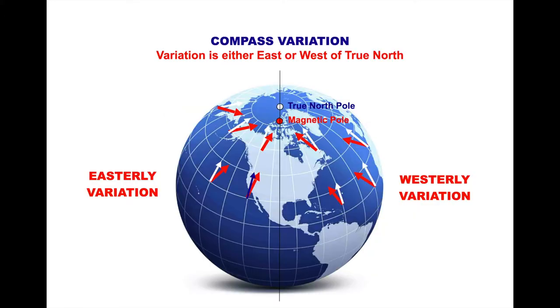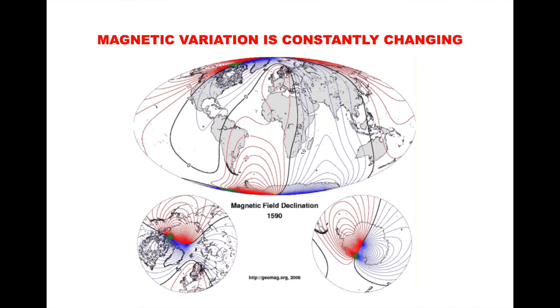Compass variation. So variation is either east or west of true north. And this will change as you move around the Earth. So on the left-hand side of our diagram, there's easterly variation because the magnetic pole is to the east of the North Pole. And on the right-hand side of our diagram, there's westerly variation. And this variation will change within one chart. So when we're navigating on the chart, we have to work out our variation from the compass rose nearest to us. So the magnetic variation is also constantly changing.